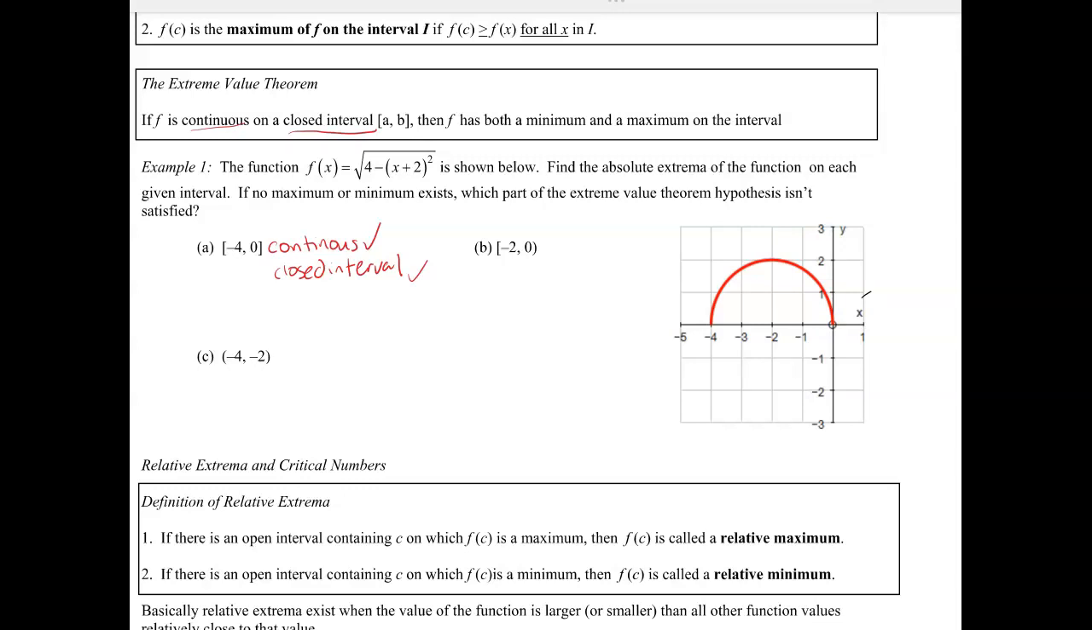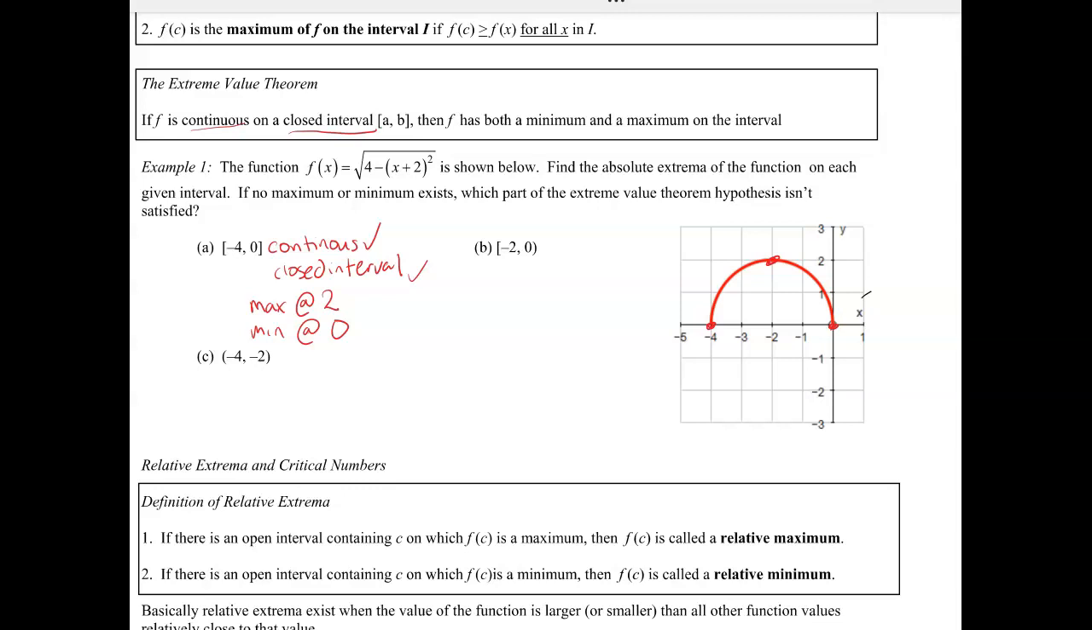Alright, since those two things are satisfied, I can just look at this graph and I see, hey, I've got a maximum at 2. And I've got a minimum, well, actually I've got two minimums, at 0. Because remember, your maximum values and your minimum values come from your y values, not your x values. Alright, so again, because it's continuous and it's on a closed interval, that extreme value theorem works.